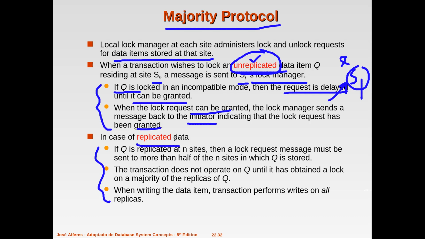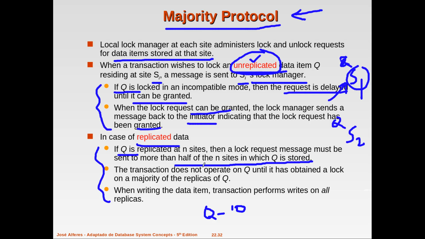In the case of replicated data, assume that this is Q and Q is replicated in S2 also. If it is replicated in n sites, then a lock request must be sent to more than half of the n sites in which Q is stored. So, as the name indicates, majority protocol. Assume, for example, that Q is present in 10 different sites.